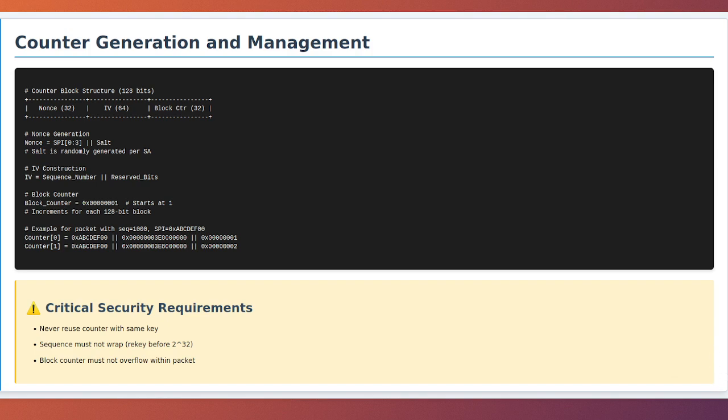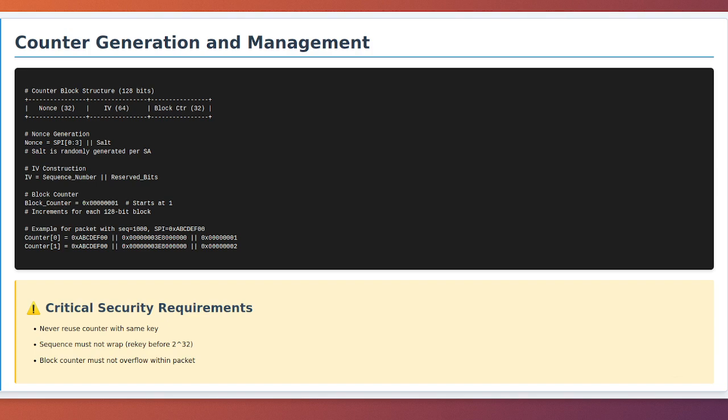The nonce is usually derived from the SPI to ensure different SAs never use the same counter values. The IV portion often incorporates the ESP sequence number, providing packet-level uniqueness. The block counter starts at 1 for each packet and increments for each 128-bit block of data being encrypted. Here's where things get interesting from an implementation perspective.